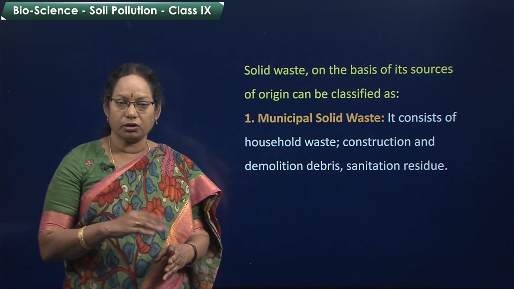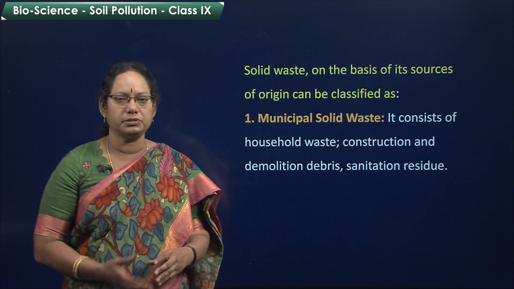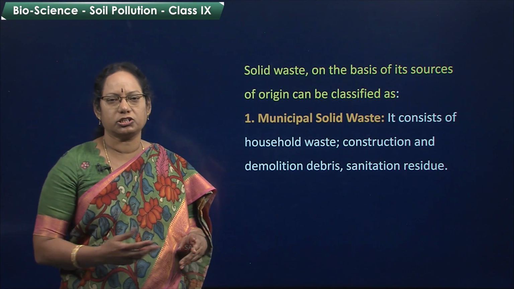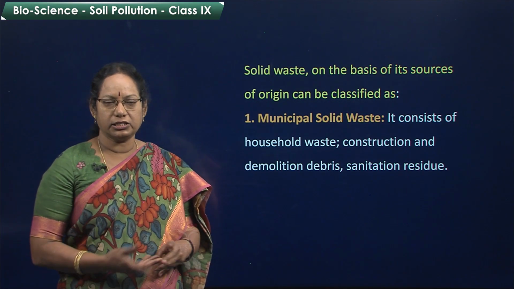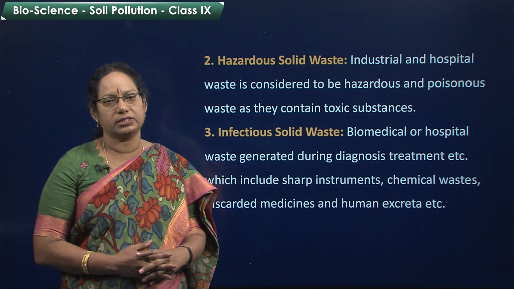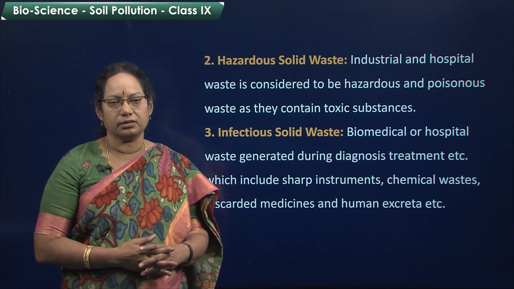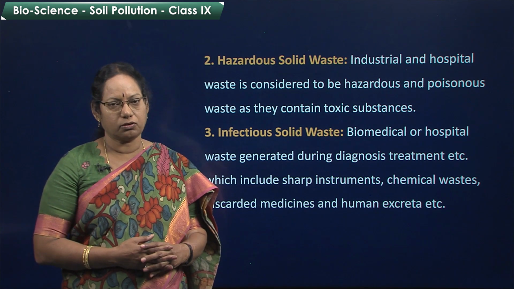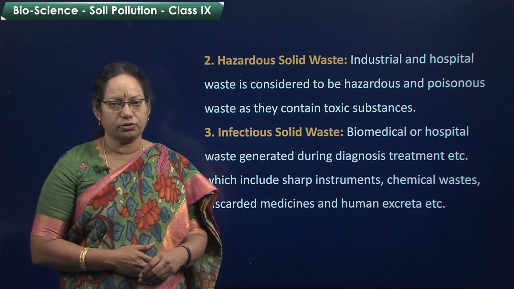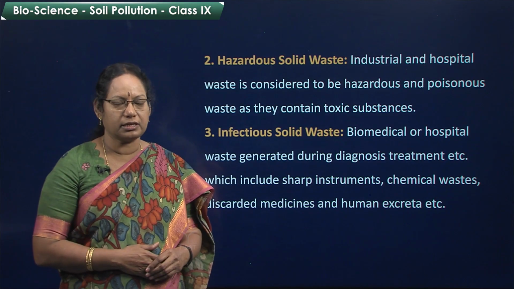Now, we will discuss solid waste. Solid waste, on the basis of its sources of origin, can be classified into three types. First is municipal solid waste, that means it comes from household waste, construction and demolition debris, sanitation residue, etc. The second one is hazardous solid waste. It comes from industries and hospital waste, because they are very harmful to the environment, and poisonous waste causes toxic substances. Infectious solid waste is biomedical, hospital waste generated during diagnosis, treatment, etc., which includes sharp instruments, chemical waste, discarded medicines and human excreta.